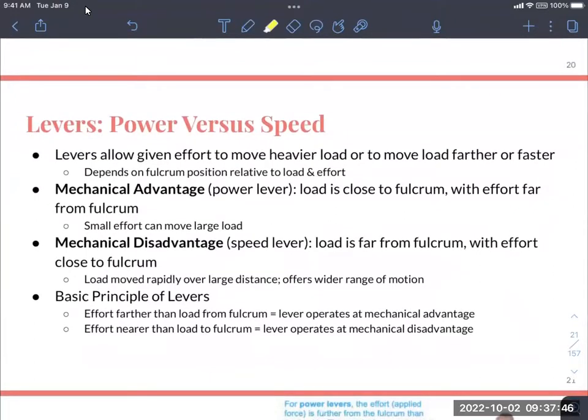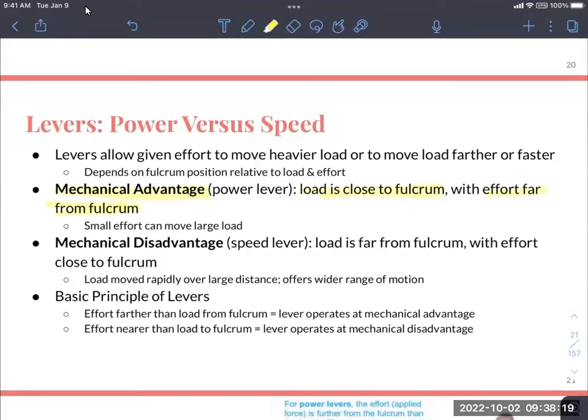So what do levers help with? By our bones and our muscles creating levers, they help us to move heavier loads, move things further or faster. We have a mechanical advantage, and that is when that load is really close to the fulcrum, and that effort is far from the fulcrum. That helps to pick things up.